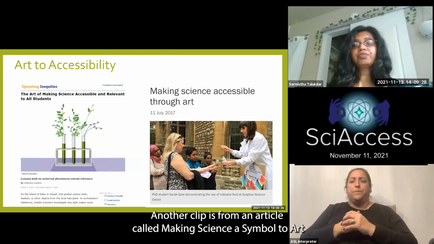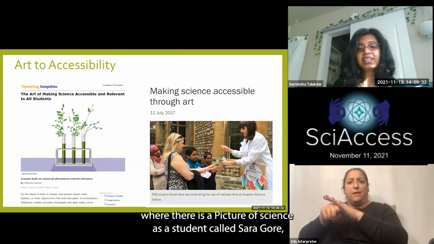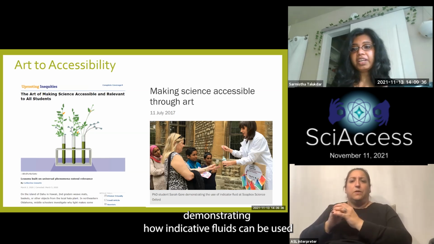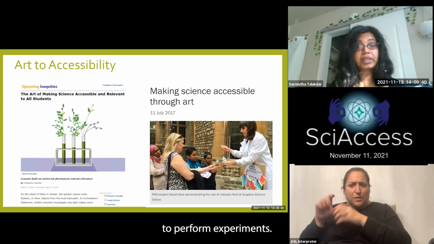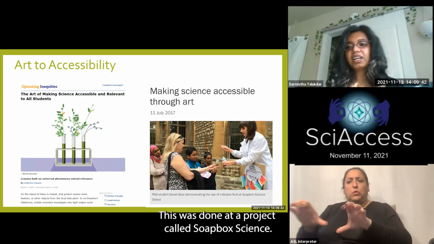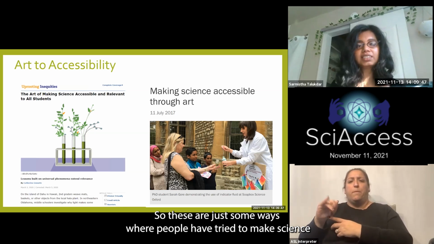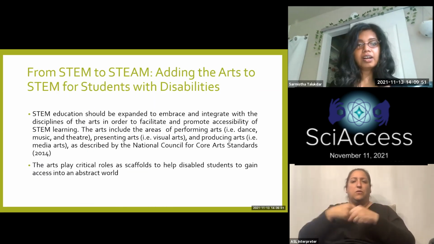Another clip is from an article called "Making Science Accessible Through Art," where there is a picture of a science PhD student called Sarah Gore demonstrating how indicator fluids can be used to perform experiments. This was done at a project called Soapbox Science. So these are just some ways where people have tried to make science more accessible through art.